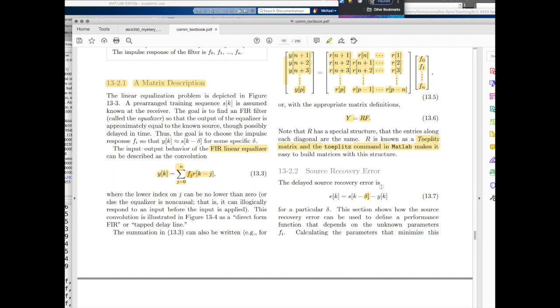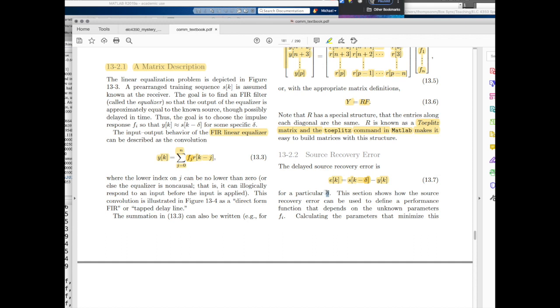So he says, okay, we know that the signal is going to be delayed by delta. So we're saying S of k minus delta minus y of k, and if the delta lines up to match the physical delay in the system, then this is going to give us a smaller error. So if we have our filter tuned right, we're trying to minimize this error, for a particular delta. This development from now on is going to assume that we have a certain delta.